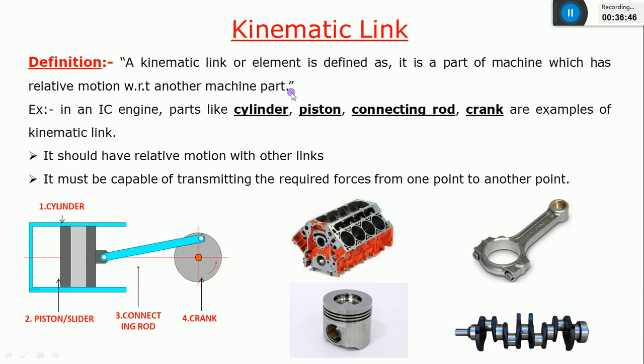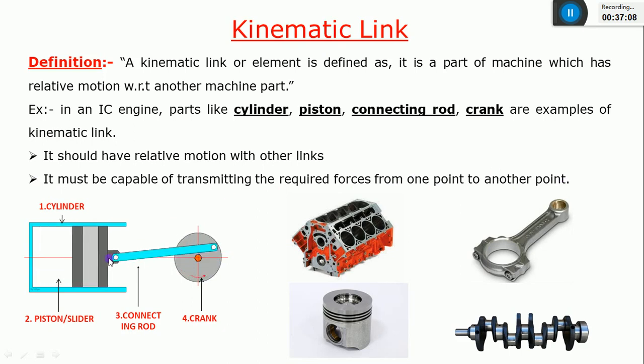Cylinder should have a relative motion with respect to piston. Piston should have some relative motion with respect to connecting rod. Again, connecting rod should have some relative motion with respect to crank. This is the first condition if you want to call these 4 parts as a kinematic link. The second one is it must be capable of transmitting the required forces from one point to another point.